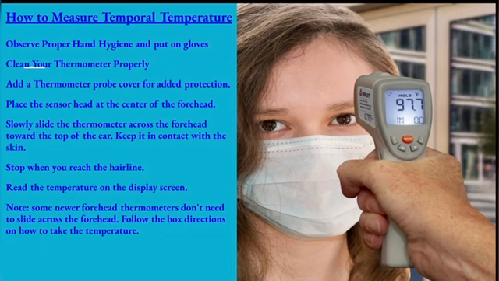Place the sensor head at the center of the forehead. Slowly slide the thermometer across the forehead towards the top of the ear. Keep it in contact with the skin. Stop when you reach the hairline. Read the temperature on the display screen.